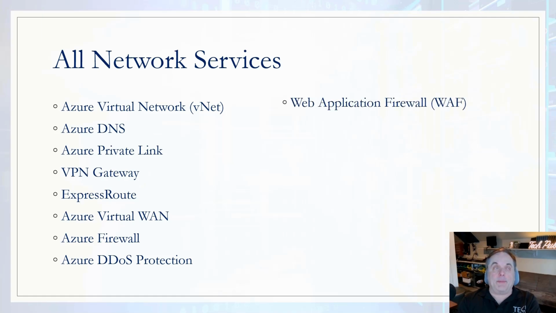After that, we have the Web Application Firewall. This is a feature of application gateways that protects web applications from common web vulnerabilities. And network security groups, which we've talked about previously, they act as a basic firewall. They're not the advanced firewall, but a basic firewall to control inbound and outbound network traffic to Azure resources.